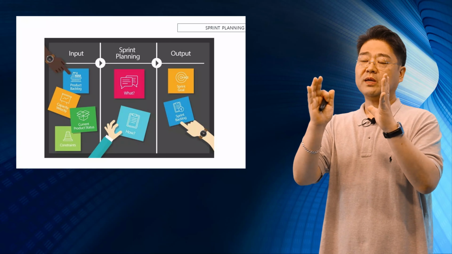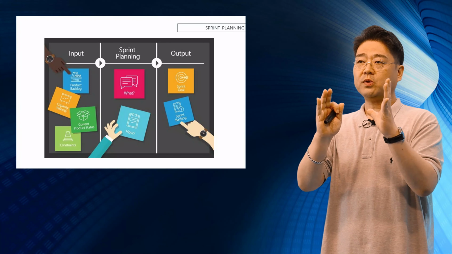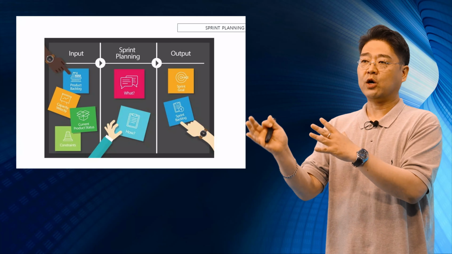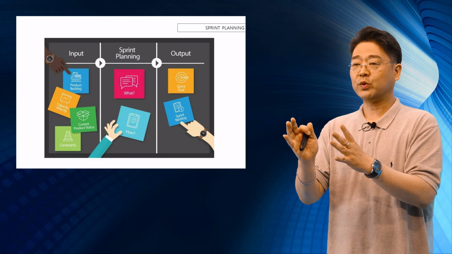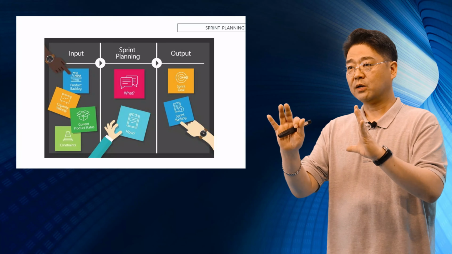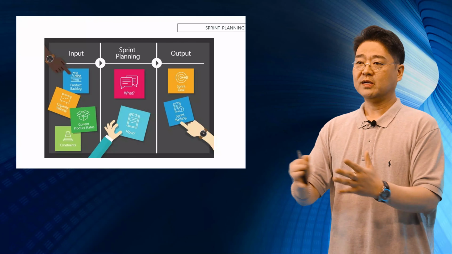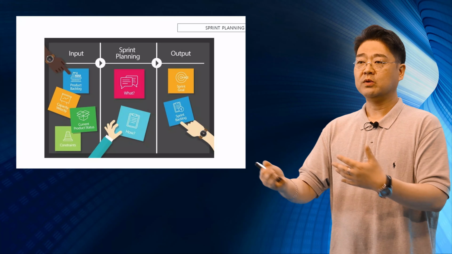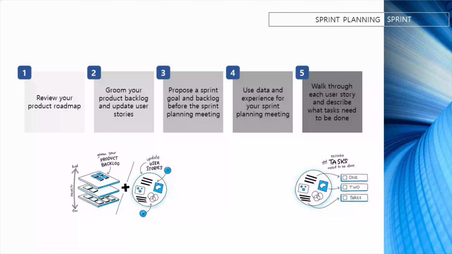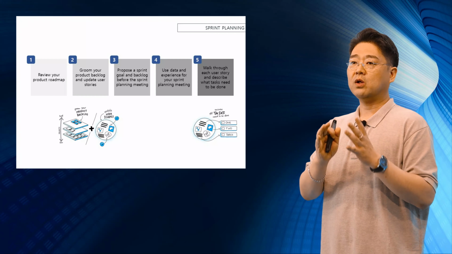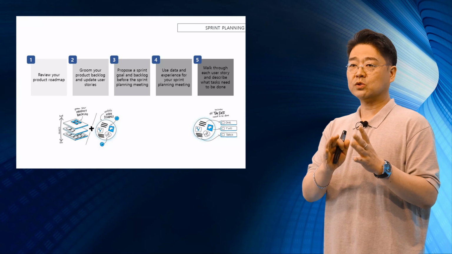So if you can actually categorize input, the process, and output of the sprint planning this way, you can fill this out and create a board that'll help you and guide you through the sprint process. So what you do is review your product roadmap, that's the first thing you need to do, and groom your product backlog and update user stories.